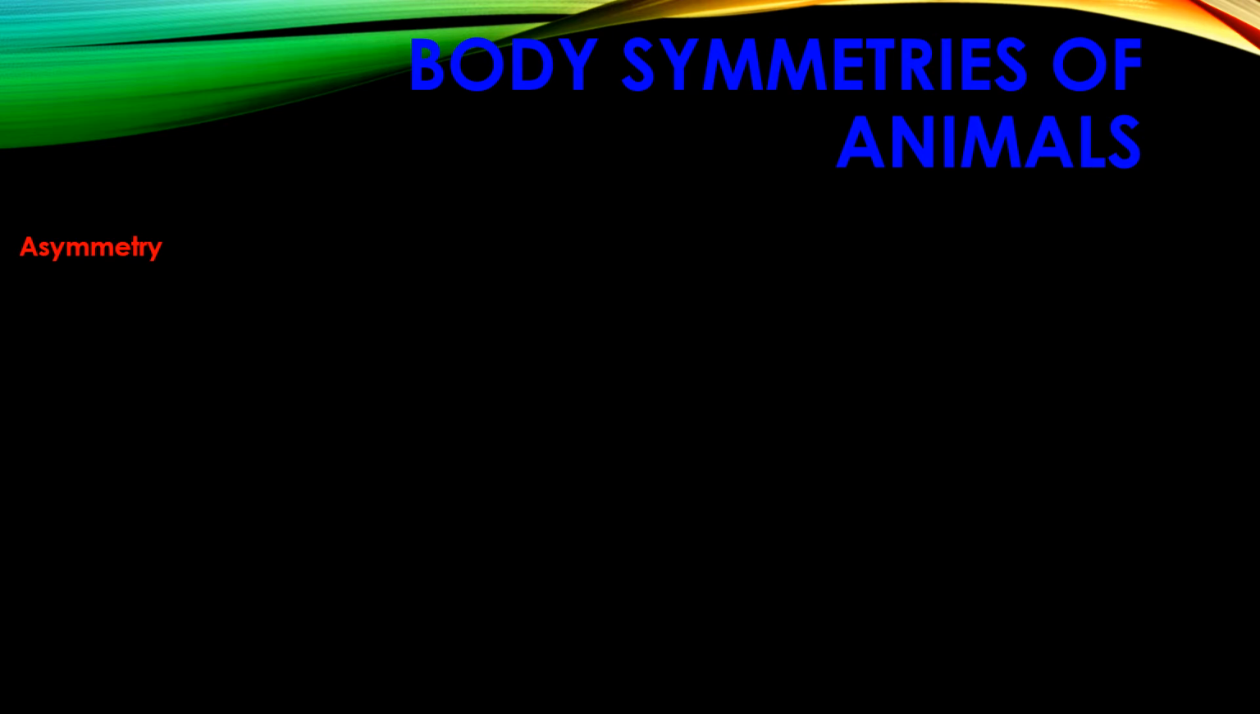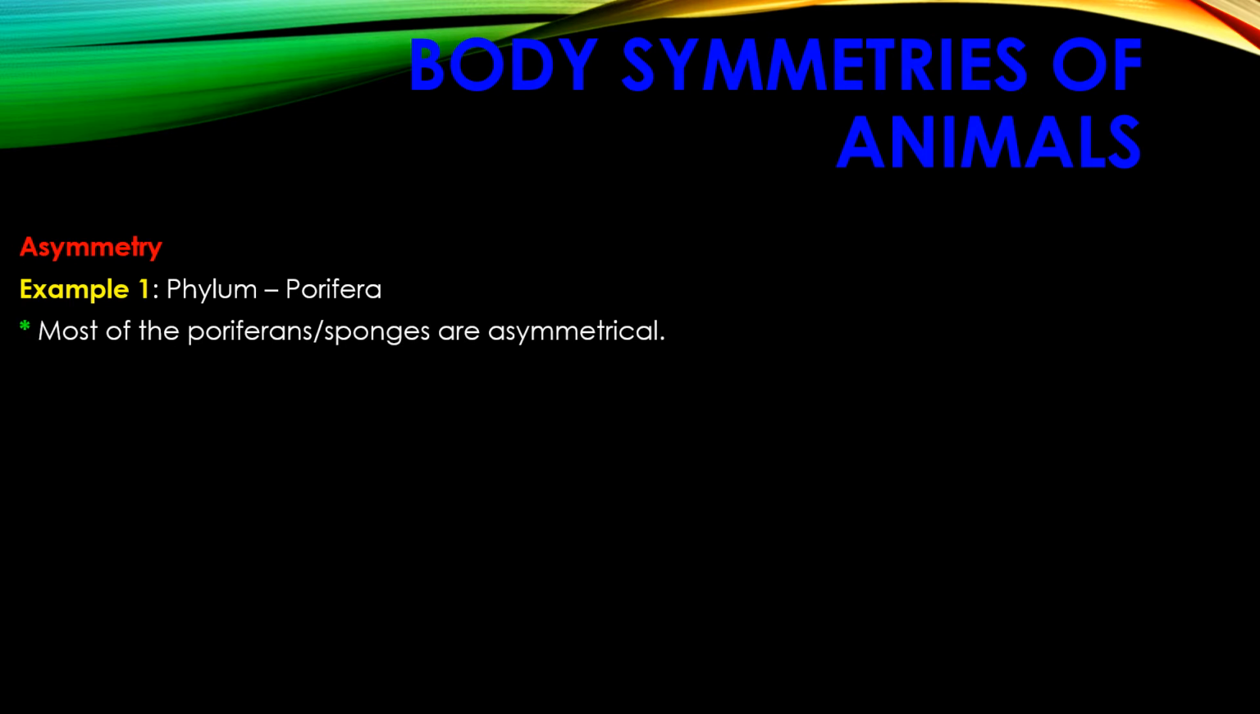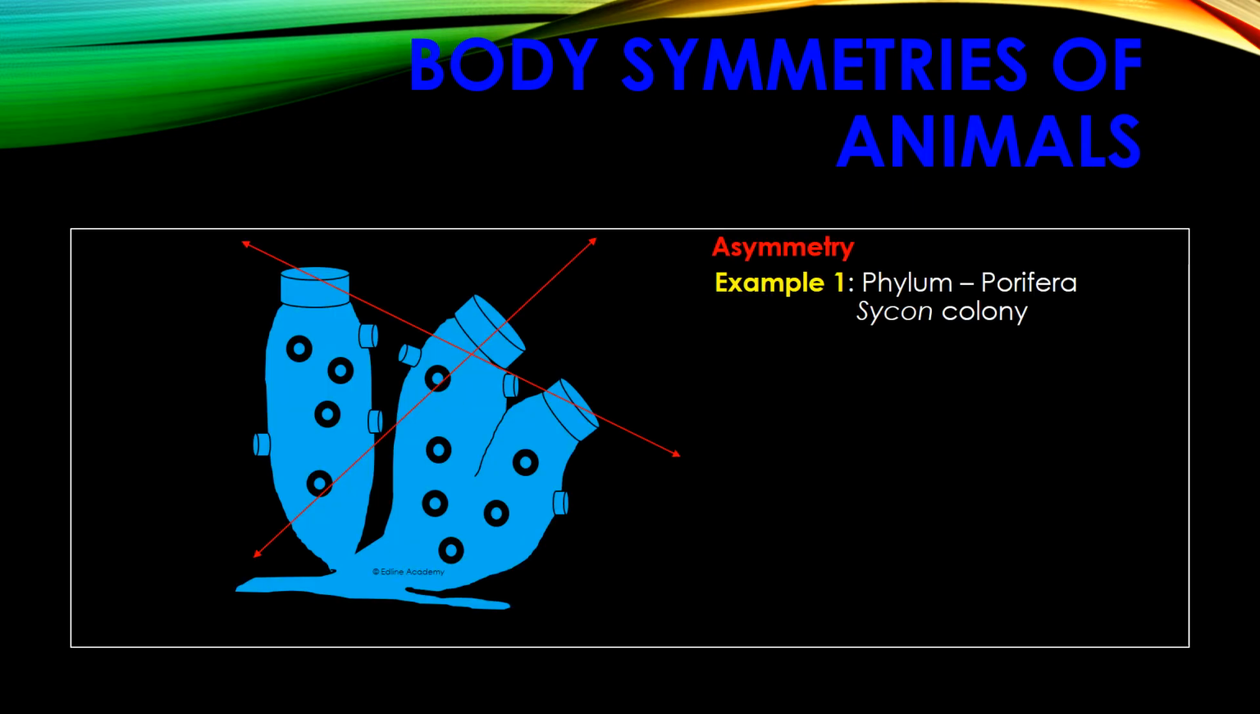Most of the poriferans are asymmetrical forms except very few young sponges like Scypha. They do not possess any true tissues. Just take a look at this colony. This is the Scypha colony. It has three individuals. We are unable to get two identical halves if we cut this colony along any of these axes. So this is a good example for asymmetry.